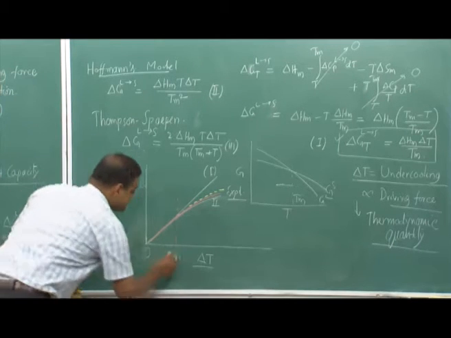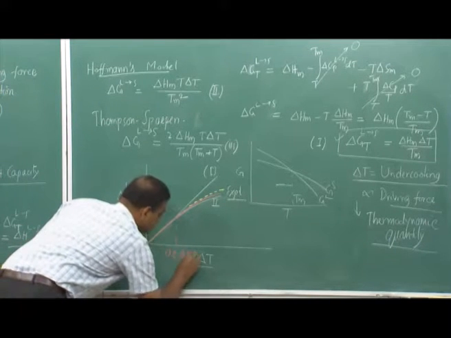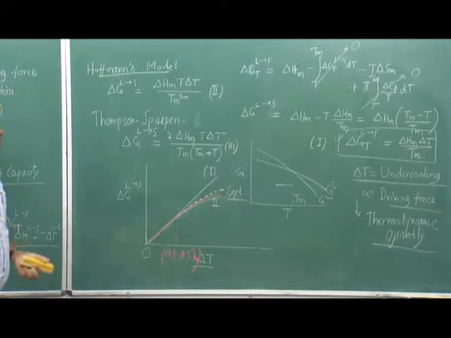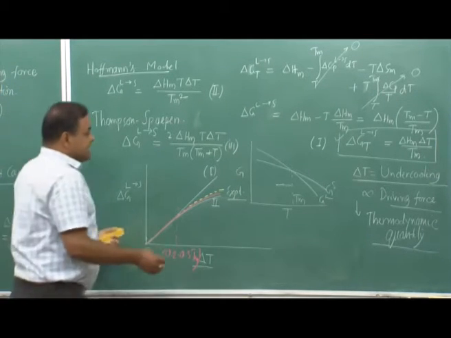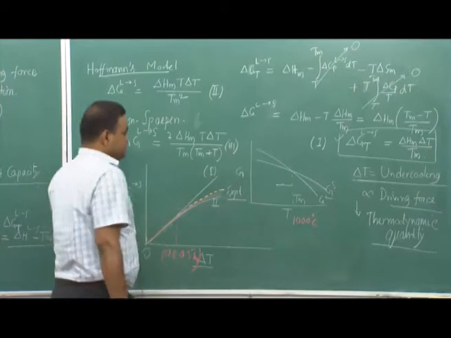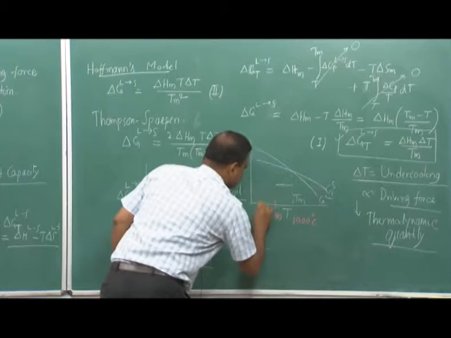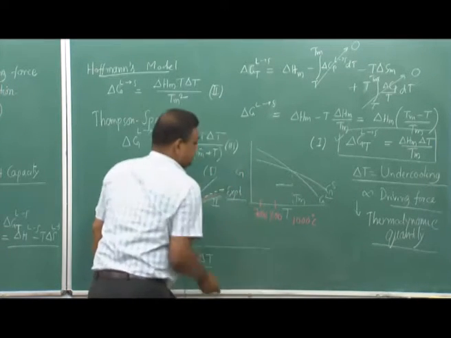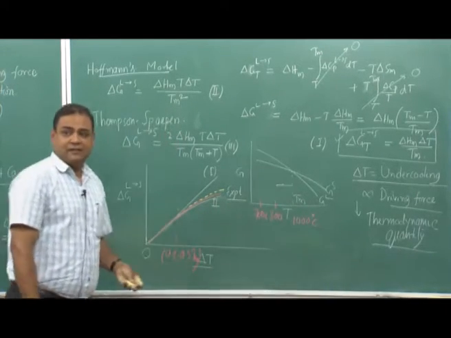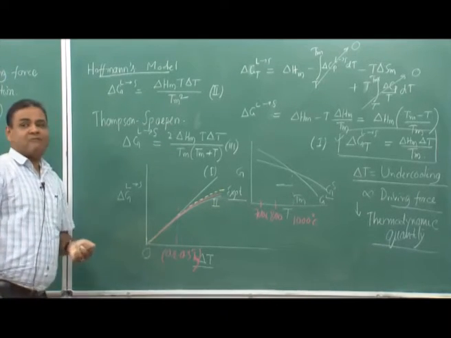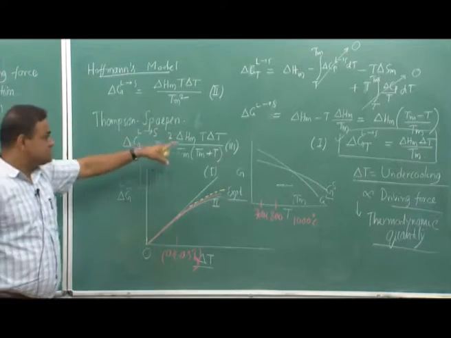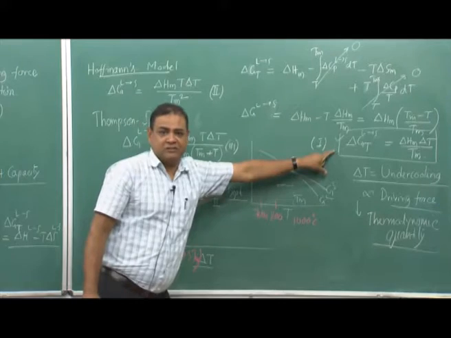And these values can extend up to 0.2 to 0.3 T m. What does it mean, 0.2 to 0.3 T m? Let us say if this temperature is 1000 degrees Celsius melting temperature, this would be 800 to 700 degrees Celsius. So, 300 to 200 degree difference below melting point, I would get almost the same value for del G, even if I use a very, very simple approximation.